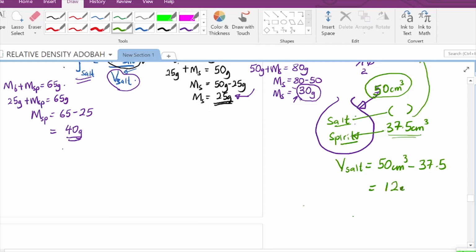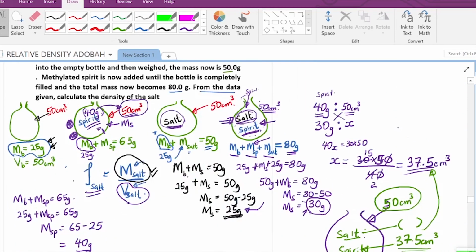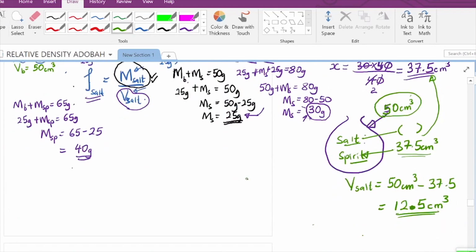It's going to give us 12.5 centimeters cubed. So 12.5 centimeters cubed happens to be the volume that is occupied by the salt. So we come back to our original question, which asks us, from the data, to calculate the density of the salt. To find the density of the salt, remember, the density of the salt is given by the mass of the salt divided by the volume occupied by the salt.